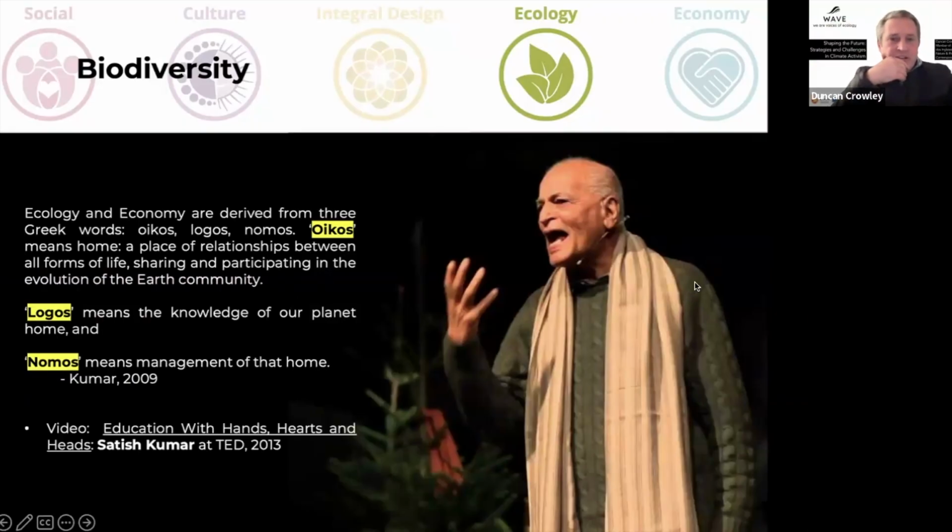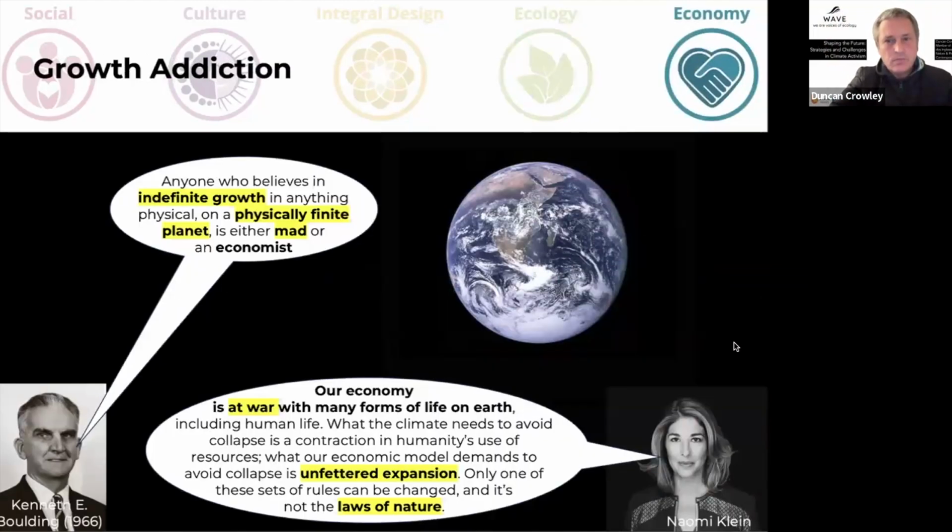Satish Kumar, a man from India, points out importantly that the words economy and ecology have the same root, oikos in Greek. Oikos logos means understanding of home, and oikos nomos is management of home. So this is important to understand where we are, what the relationships are, and how to move forward.